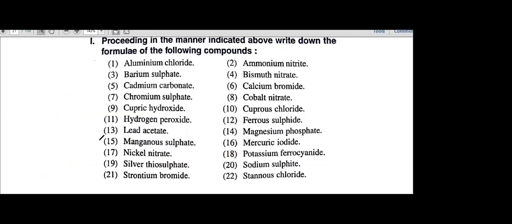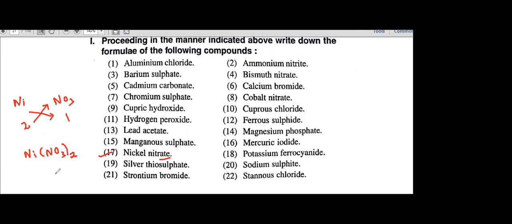Question 17. Nickel nitrate. What is the symbol of nickel? Ni. Start with this. And what's the formula of nitrate? NO3. Nitrate, you have to remember. Okay, we will discuss that also. Nickel valency 2, nitrate valency 1. So cross multiply. It will be Ni(NO3)2, whole twice.